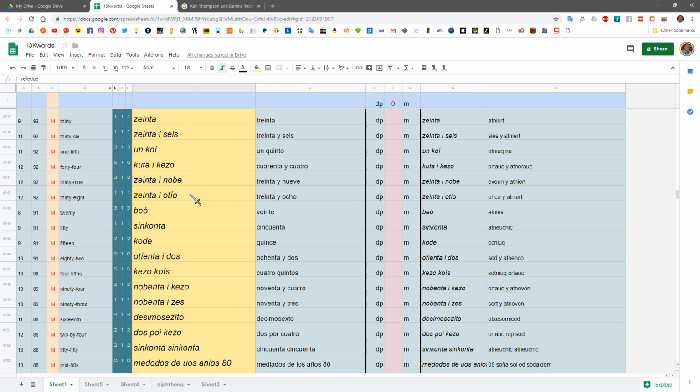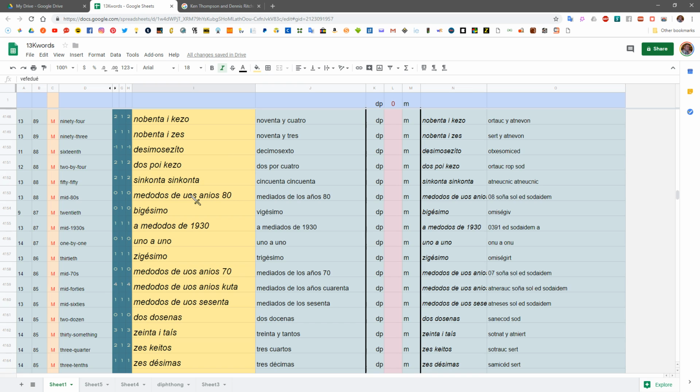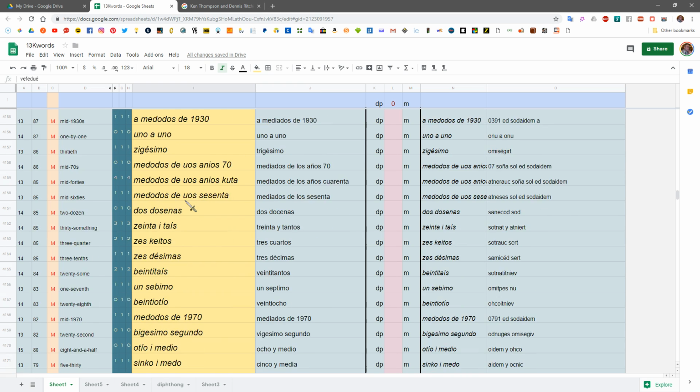I should show the one. I really got to start showing the one other similar to this language. Medodos deos senta. Medodos deos kuta. Miskuta. Kuta. Maybe kuta, not kuta. Kuta would have an accent.